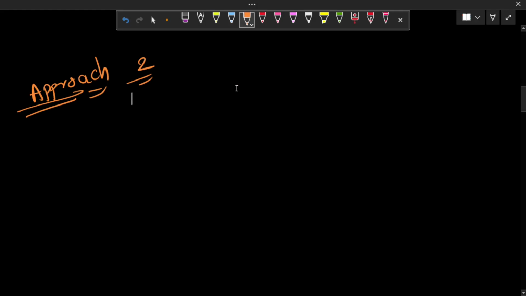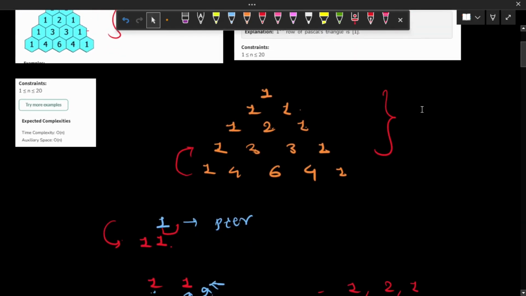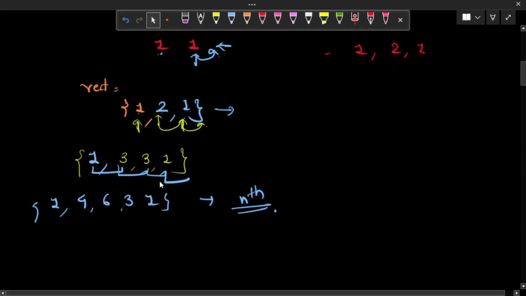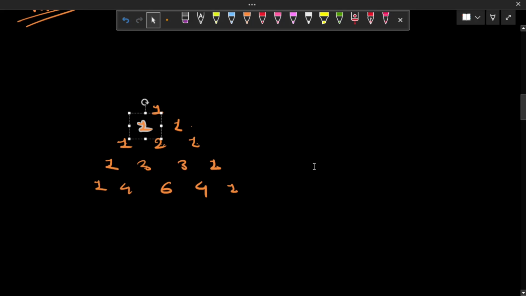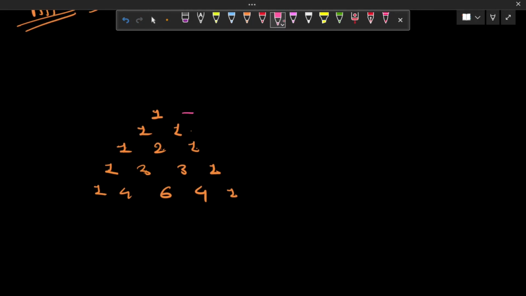Let's see the second approach. The first approach is very simple and easy, so you can use that brute force approach. But we always take one optimal approach. So let's see with this example what the pattern for this problem actually is.